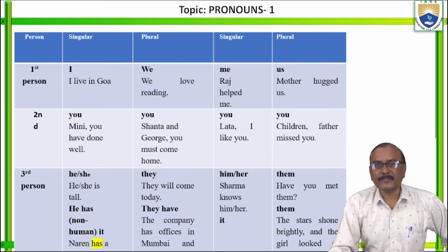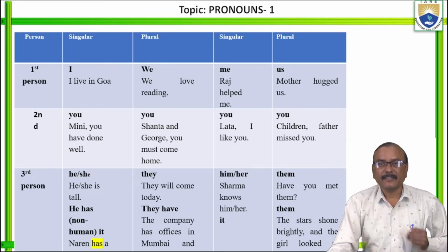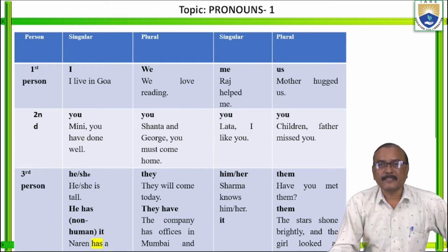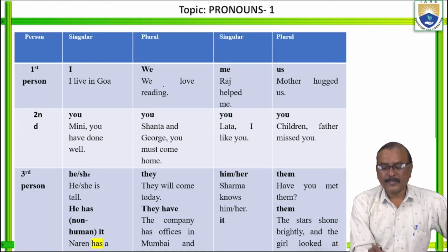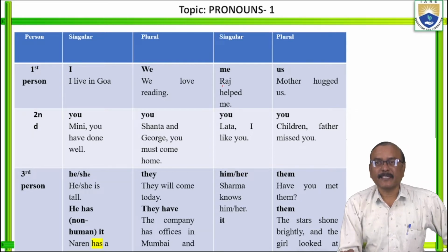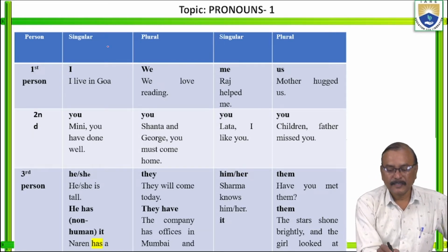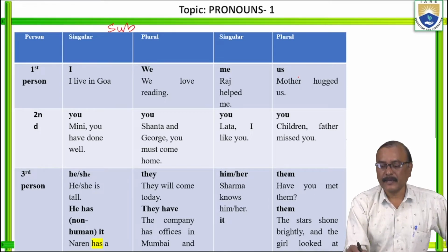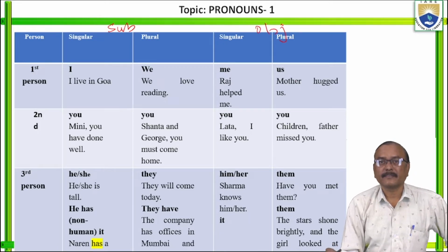Here you see, pronouns will be like this. These are called personal pronouns. In the personal pronouns, I and we are the first person in the subject case. These two are in the subject case, and me and us are in the object case. Okay, this is the object case.